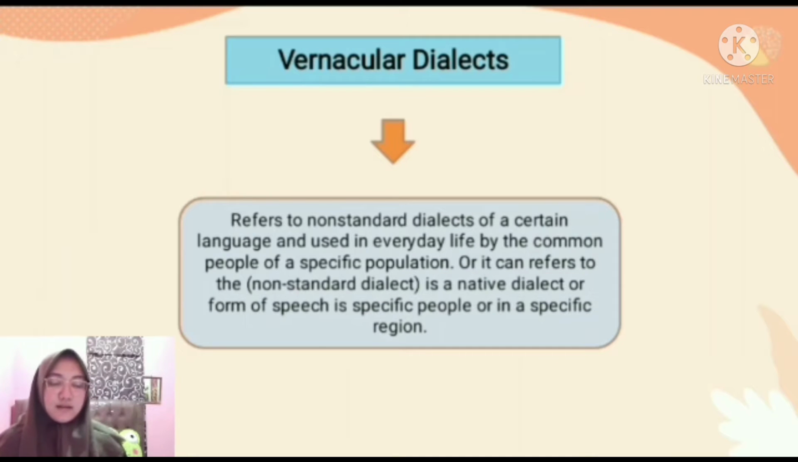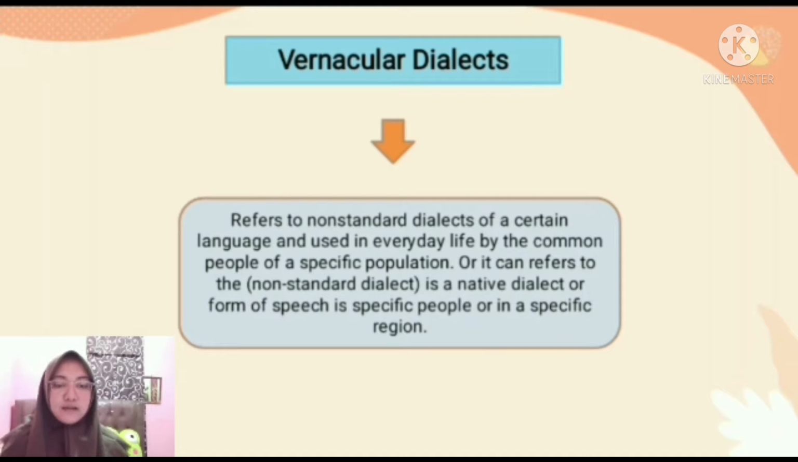Let's talk about vernacular dialects. So what are vernacular dialects? Let's see here in our slide, there is the meaning of vernacular dialects. Vernacular dialect refers to the non-standard dialect of a certain language, used in everyday life by the common people of a specific population. It can also refer to a native dialect or form of speech of specific people or in a specific region.